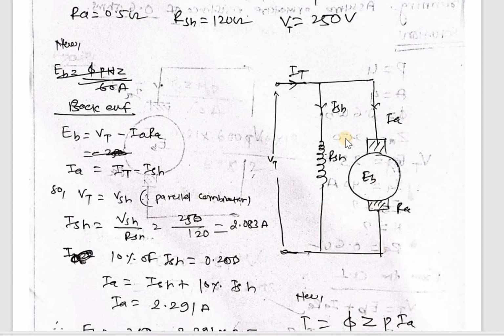And now this is the circuit diagram. This is the shunt resistance. Shunt resistance is always in parallel, and this shunt resistance is in parallel.